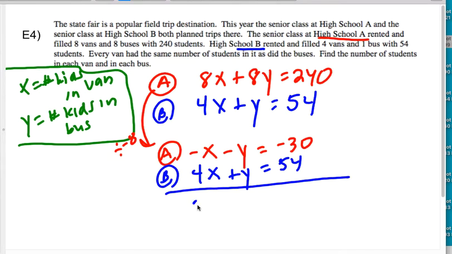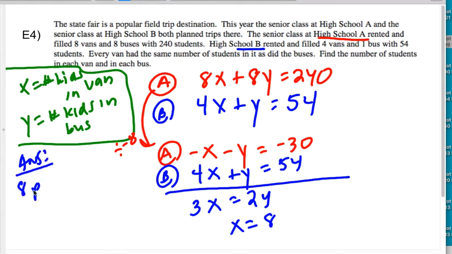So when I add straight down, I get 3x equals 24, so x is 8, meaning that there are 8 people on a van. So in my answer, I'm going to say, oh, 8 people per van, right? I know that there are 8 people per van.